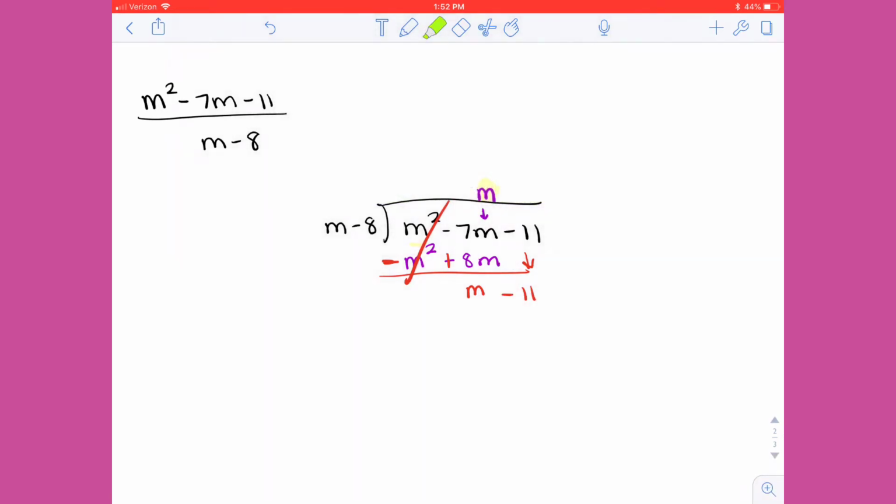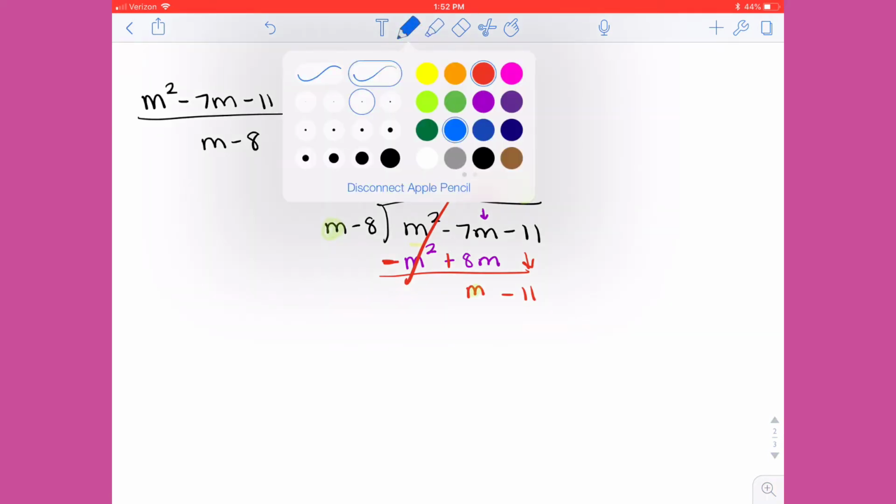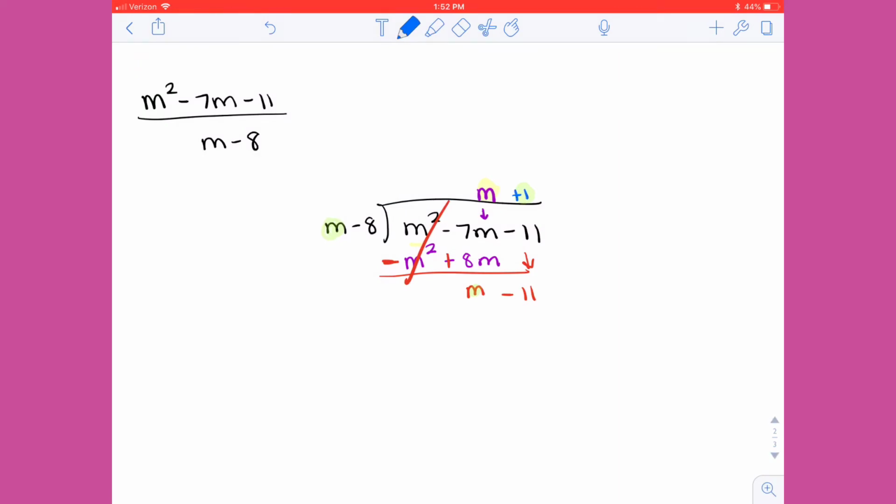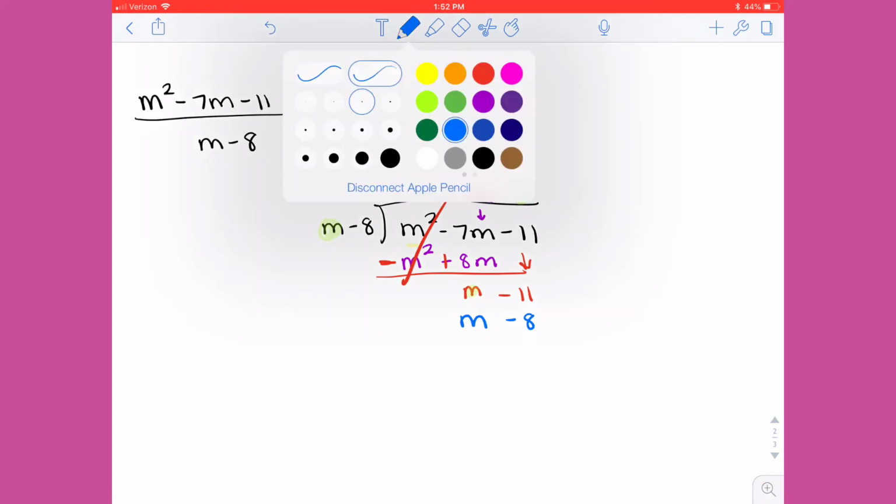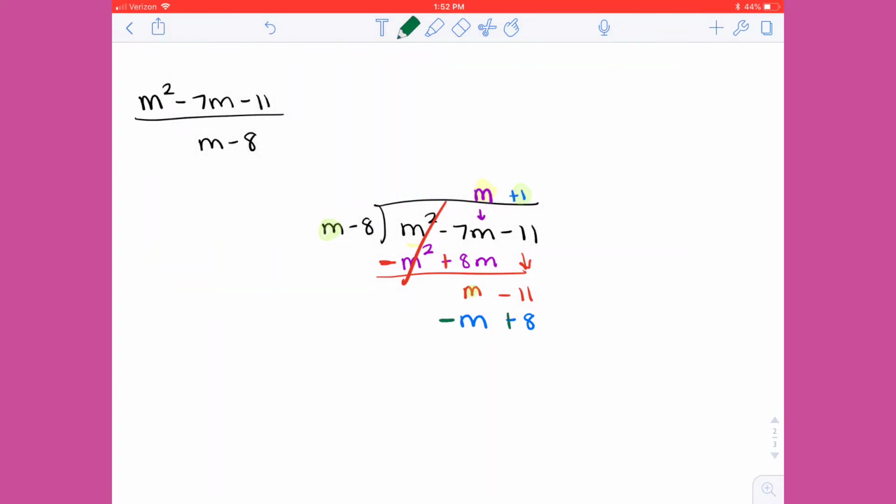And so now, what number times m will give me m? Well, that's just a positive 1. Because 1 times m is m, and 1 times negative 8 is negative 8. I need to change all my signs. So this becomes a negative, this becomes a positive. First term goes away, but on my second term, I'm left with negative 3.